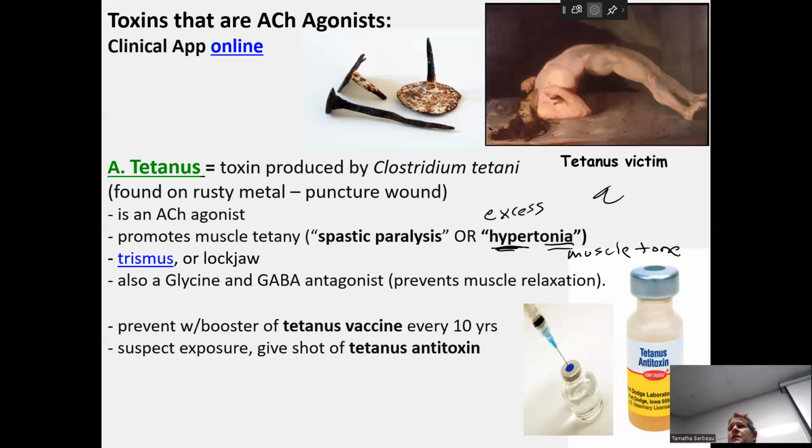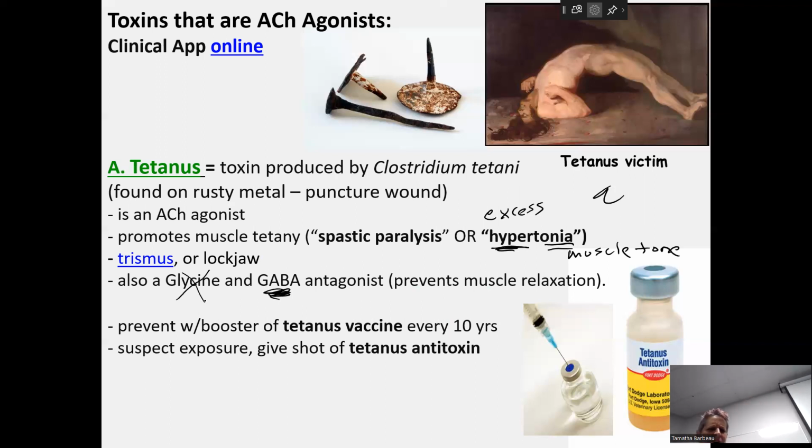It promotes too much acetylcholine activity, and it blocks the neurotransmitter that we just talked about that normally relaxes your muscles. So now the muscles are being stimulated to contract and they're being prevented from relaxing. Don't worry about this. It's too much right now.